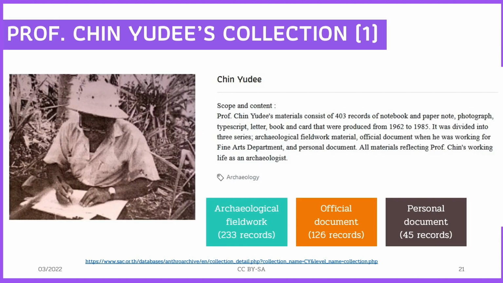Let me give you an example from the collection of Professor Chin Yoo Di. We have 403 records of documents in service, which are documents from his work from 1962 to 1985. The ISAD classification of documents was divided into three series: anthropological fieldwork, official documents, and personal documents.